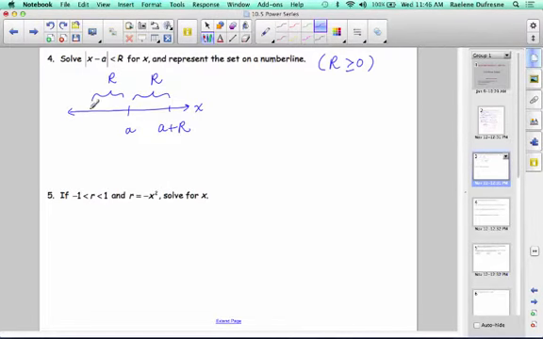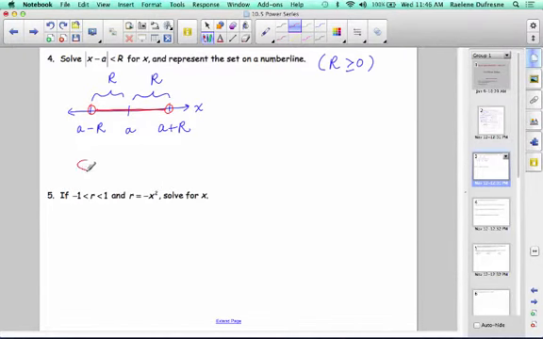And then if we go r to the left, we are ending up at a minus r for going left r spaces. So x is any value, not exactly r spaces away, but less than r spaces away from the center of a.